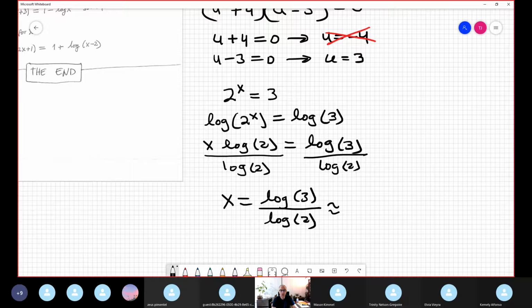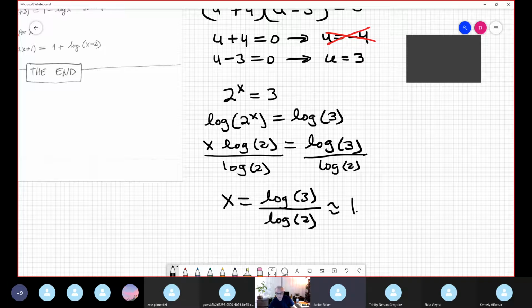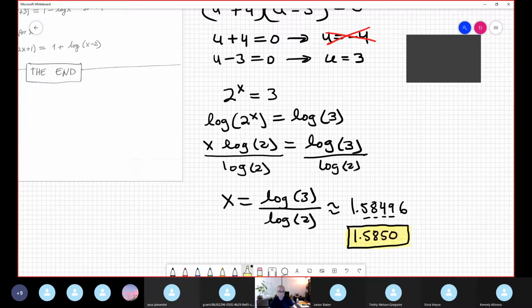Go ahead. Junior here. 1.5. 1.584. Continue, keep going because I need 4 decimal places. 9. 9. And what is the next digit after the 9? 6. So you want to round here to the 4 decimal place, and this number is greater than or equal to 5, you increase this by 1, no? Yeah. 1.5850. Excellent. This is the answer. Any question? No problem.